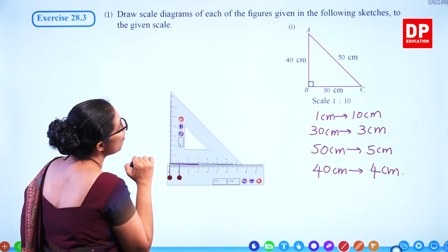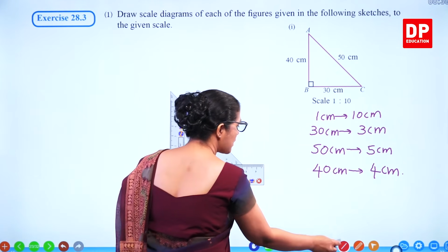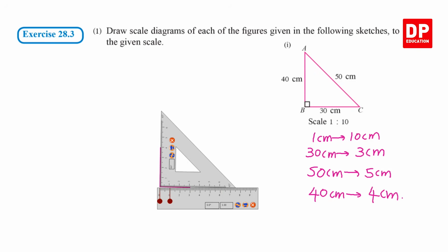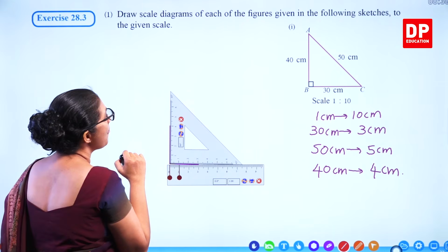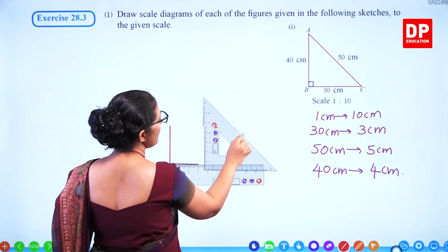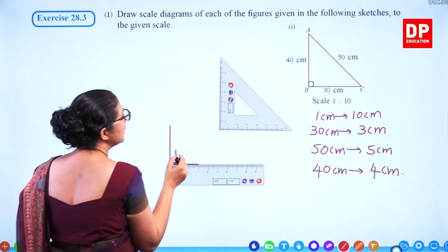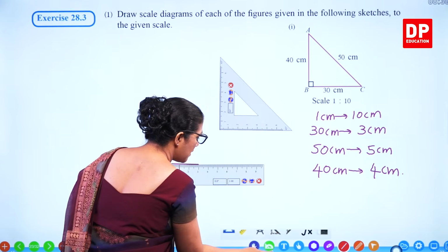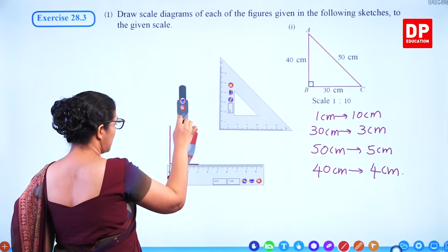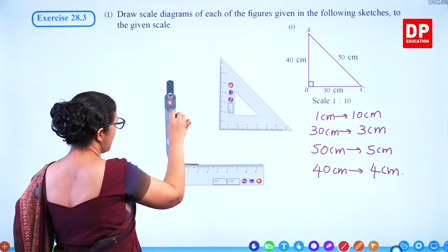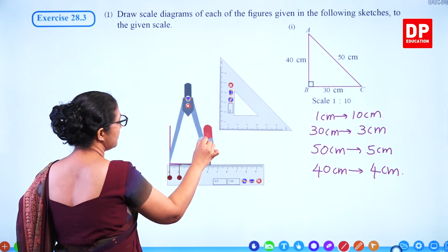This is 90 degrees. Now we need 40 centimeters means 4 centimeters. So 4 centimeters from here. This line up to here and then here to here 5 centimeters. So here 50 means 5. So when you connect it, automatically you get 5, but we'll check it with the compass whether it's exactly 5 centimeter length.